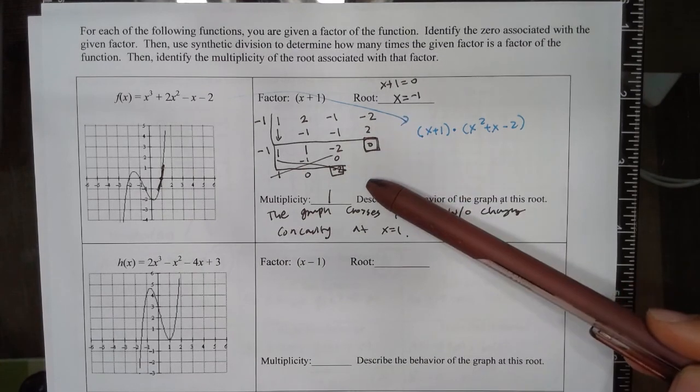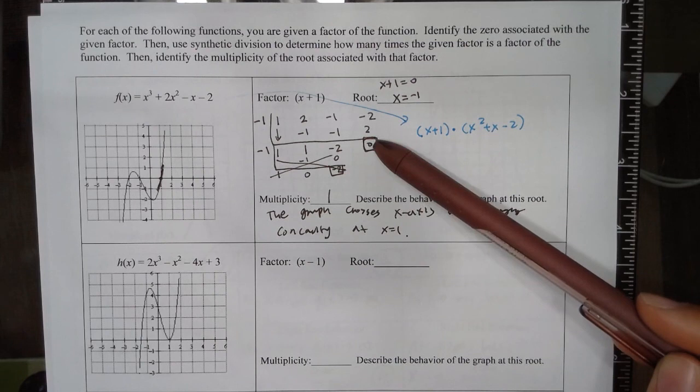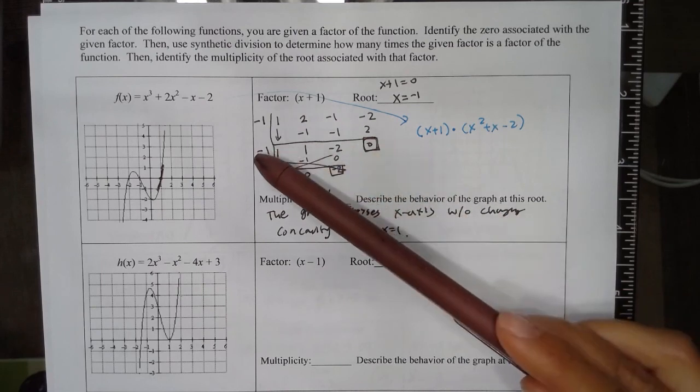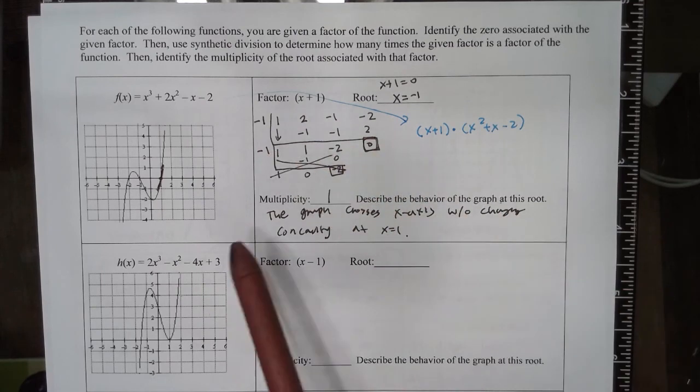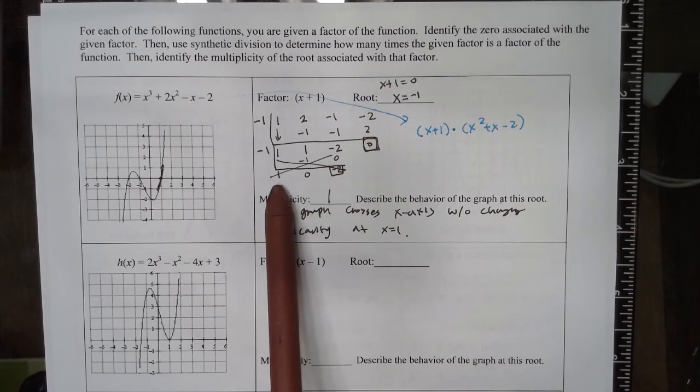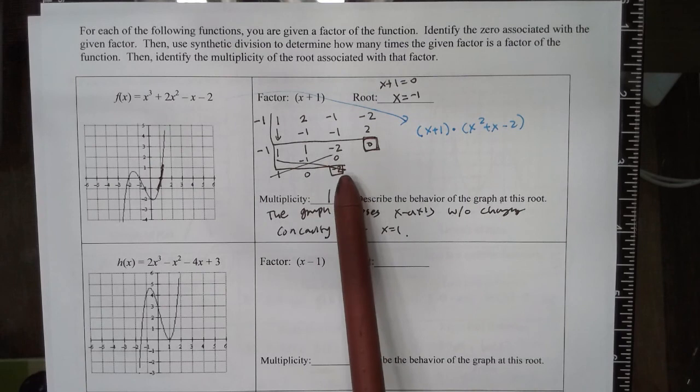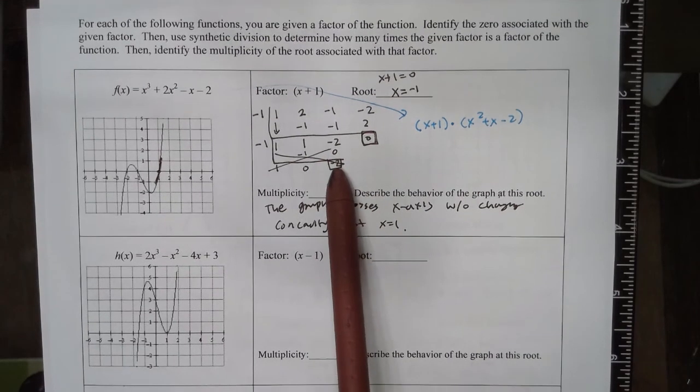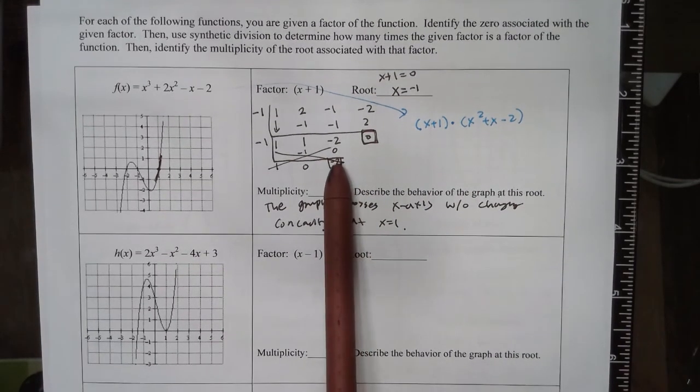So I did the synthetic division again. We're using negative 1. 1 comes down, multiply by negative 1, add, 0. Multiply, 0, add, negative 2. So we got the remainder of negative 2. That means, nope, not this case. So it's only going to have a multiplicity of 1. So x plus 1 has a multiplicity of 1.